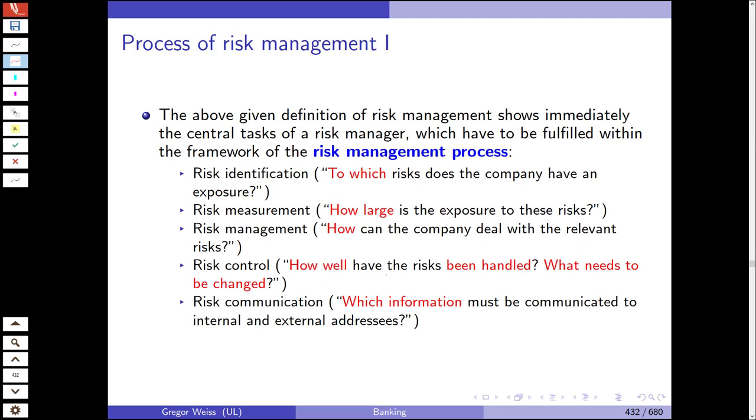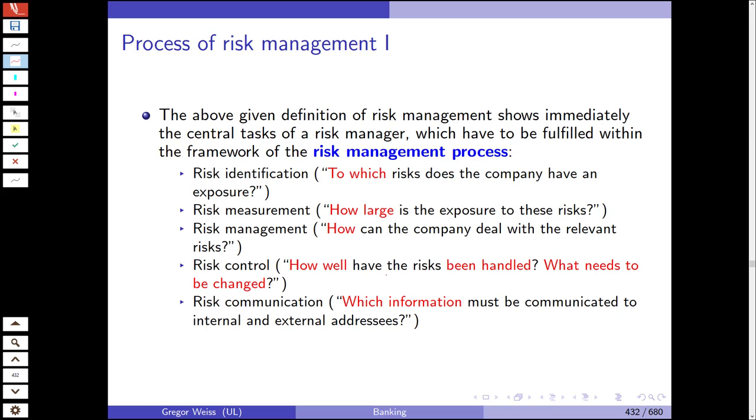So you've seen what management is, and management is always you have a problem, you identify potential solutions to that problem, you have to assess what these strategies entail, you have to select a strategy, perform the strategy, and then check whether this solution to your problem was satisfactory. It's the same in risk management. We have to identify our problem. What are those risks we are exposed to? We have to measure those risks. How large is the exposure? We then need to manage these risks. So how can we ideally deal with the relevant risks? And then controlling and reporting.